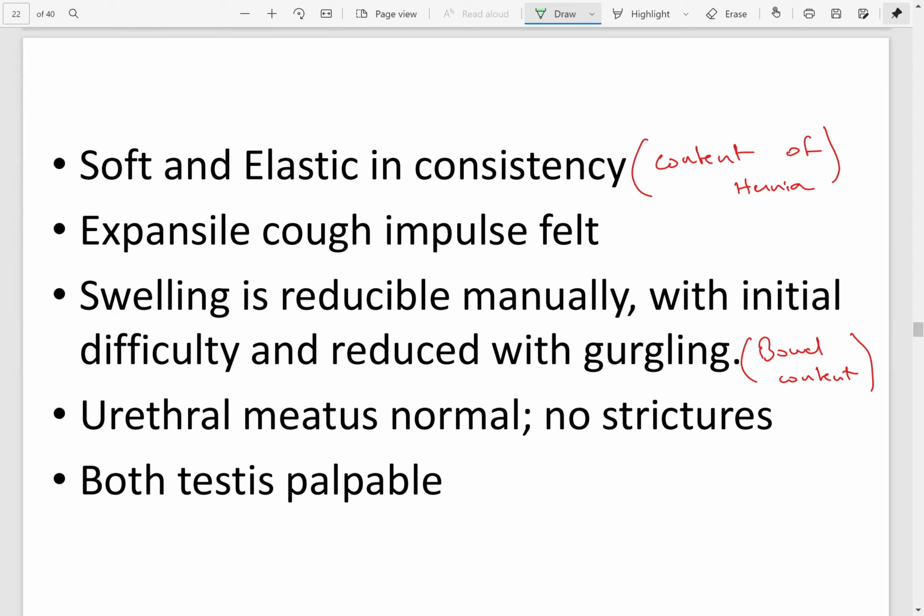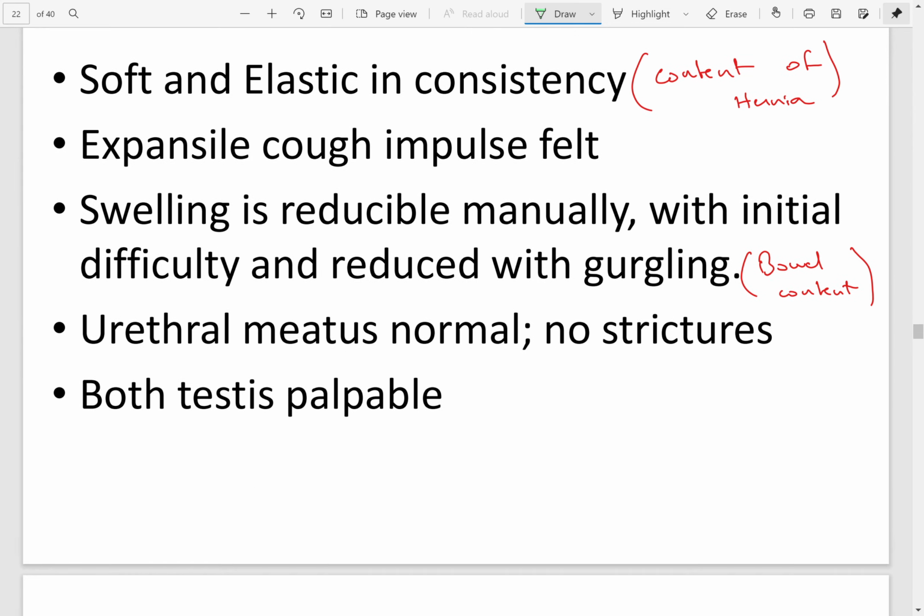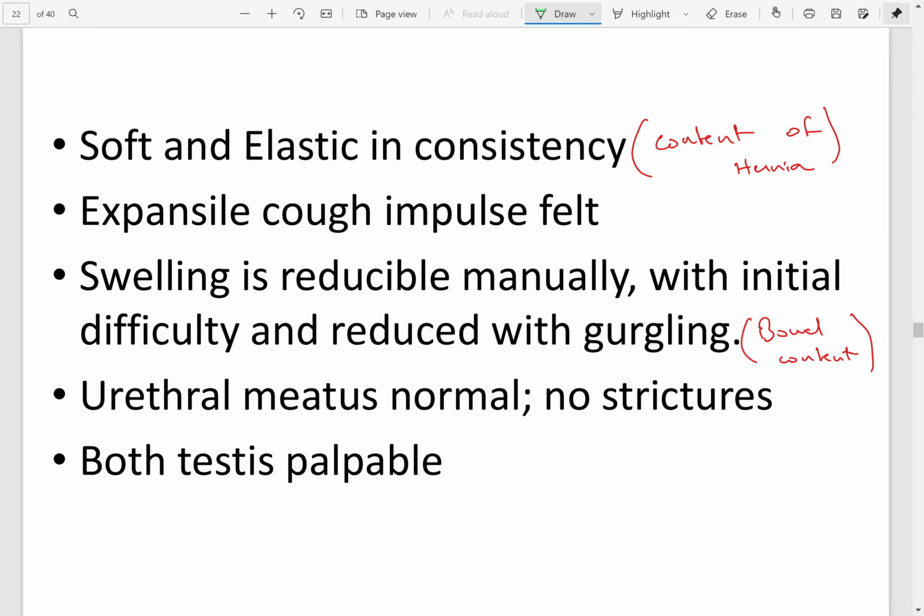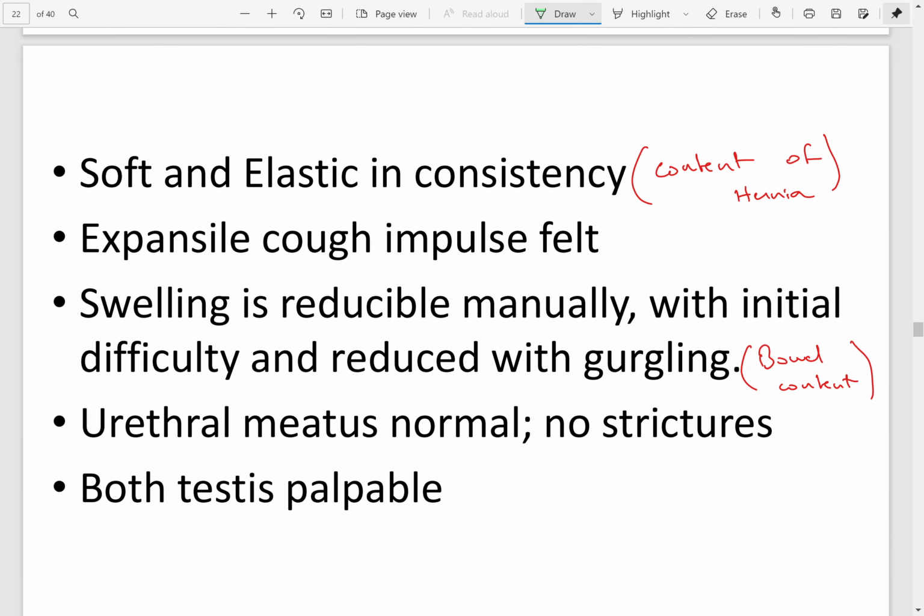In case of mesentery or omentum, you will have doughy consistency, expansile cough will be present, and the swelling is reducible manually with initial ease and later difficulty. These are the variations for omentum instead of bowel. So that's something which you need to take note of. Then urethral meatus is normal, no strictures, both testes are palpable. These are a normal examination of the groin. So that completes the examination of the groin.